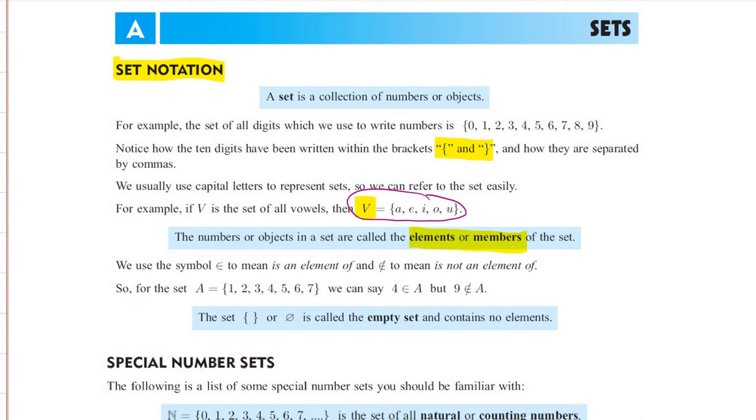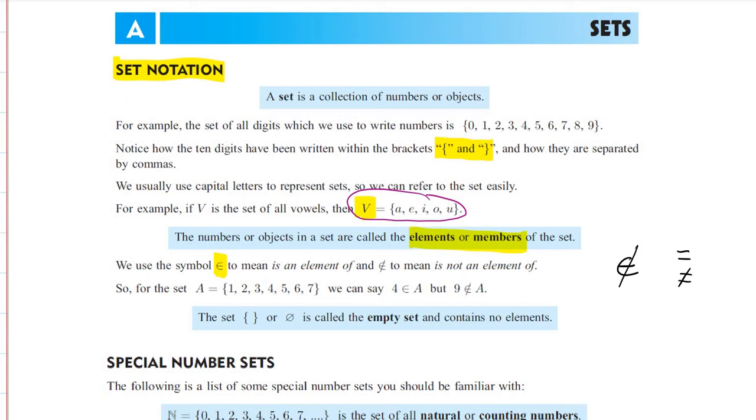We use this symbol here. It's like a little sideways E. So if I'm drawing it, I usually draw a C and then put a line through the middle of it. And it stands for an element of the set. And then if you put a line through it, it's not an element of the set. Just like an equal sign stands for equals, and then this symbol stands for not equals to.